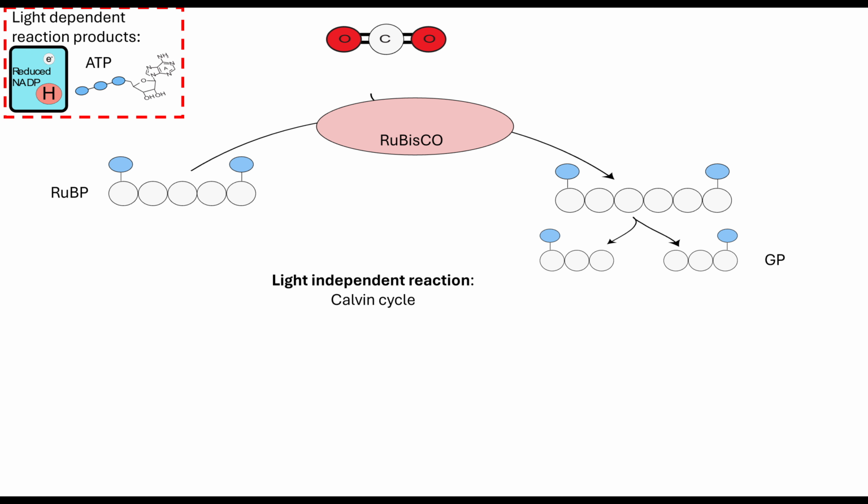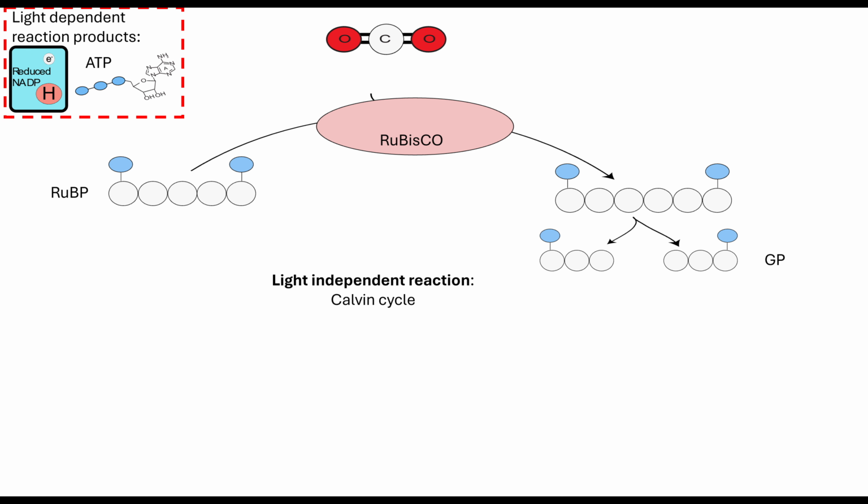Now you do not need to know the name of the 6-carbon molecule, but you do need to know that we call these 3-carbon molecules GP. Now another way of saying this is glycerate 3-phosphate. So our glycerate 3-phosphate is what we call GP. So in your exam, you only need to write it as GP.